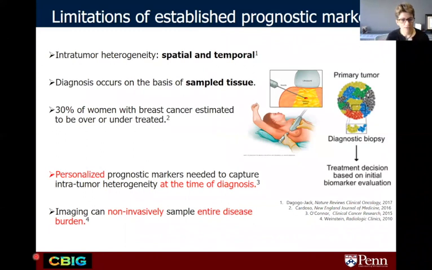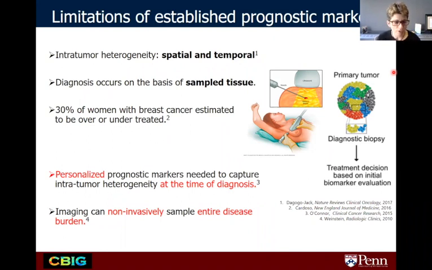So as I'd say, some of the limitations of the currently established prognostic biomarkers is that the intertumor heterogeneity is difficult to assess. There's both spatial and temporal heterogeneity. The diagnosis so far occurs on the basis of sample tissue. And for breast cancer, at least 30% of women with breast cancer are still estimated to be over or undertreated. So there's potential for improvement.